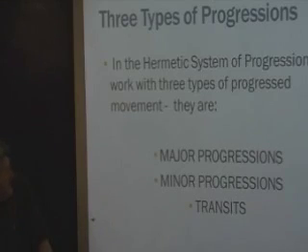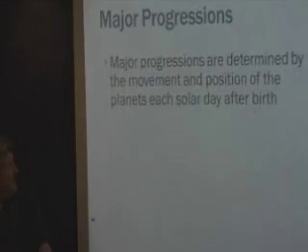So, we have majors, minors, and transits, and they are each calculated differently. Major progressions, the basic rule of thumb is major progressions are a year for a day. What this means is that every day after birth is equal to a year in an individual's life.